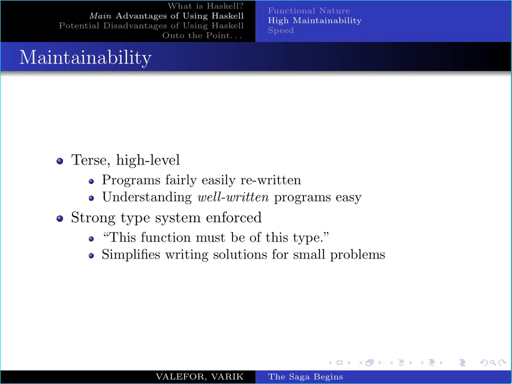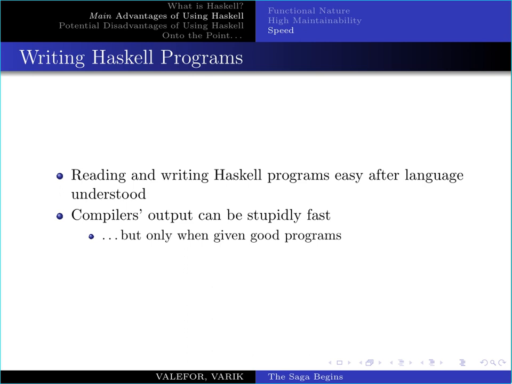We also have that strong type system I mentioned. The strong type system is useful because this aids in debugging. Basically, what this says is that you define a type for the functions you write, and it tells you if the function's output doesn't match that type, and it doesn't compile, which saves some headaches in the debugging process. I'm not sure what I meant when I wrote that a strong type system simplifies writing solutions for small problems.